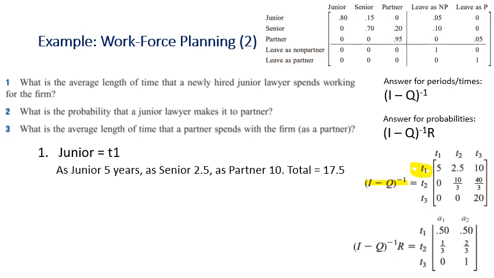The number here says that a junior will spend on average 5 years working as junior, 2.5 years as senior, and 10 years as partner before leaving the firm. So to answer the question, how long a junior spends working for the firm, we just take the sum of all these categories. So the total average length of time is 17.5. Let's take a look at why we can just add the numbers for each of the possible states on the next slide.